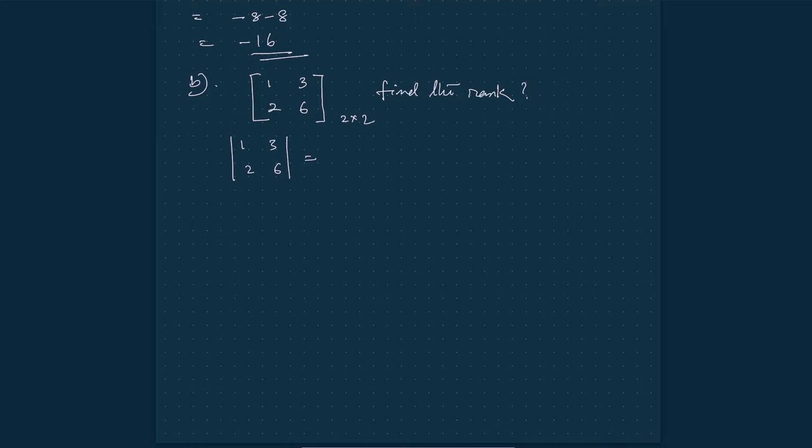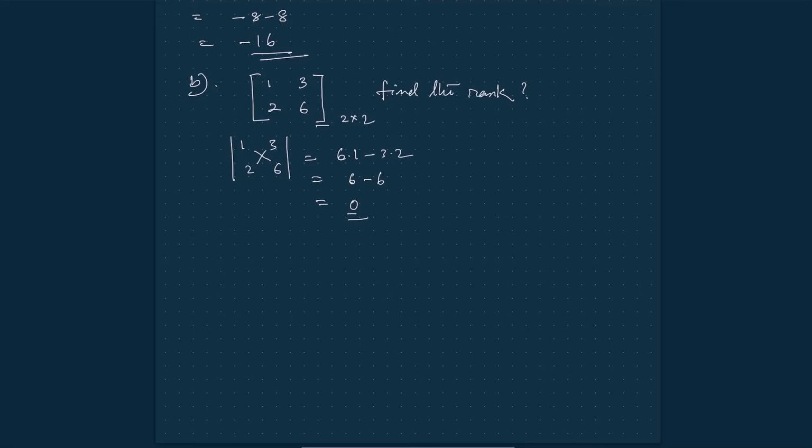So this will be 6 into 1 minus 3 into 2. See, this will be what? 6 minus 6, so 6 minus 6 will be 0. So here the rank cannot be 2.